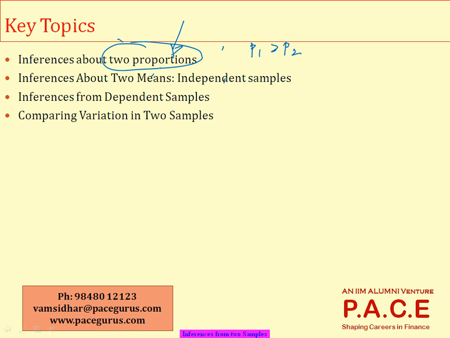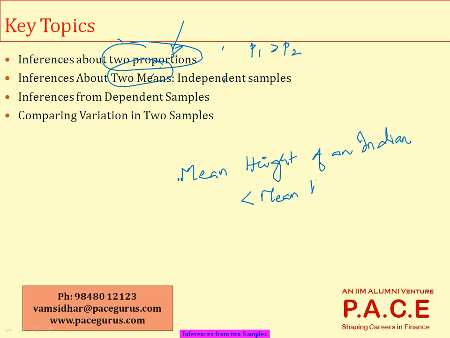If I have to talk about the inference about two means, for example, the mean height of an Indian is less than the mean height of an American. So this is a claim that has been made. Here I am not having a fixed constant value. The hypothesizing is across two different populations.